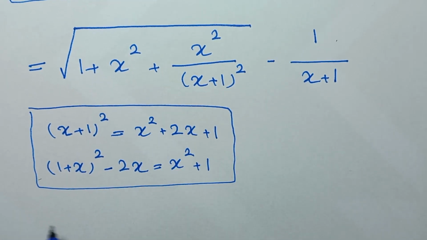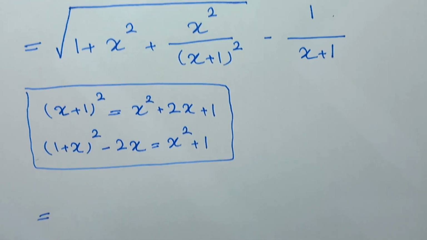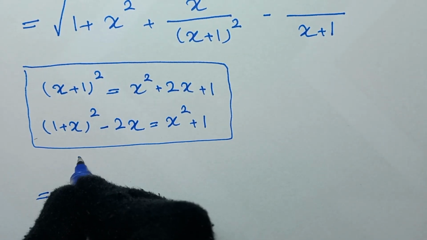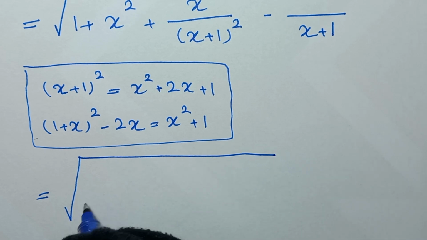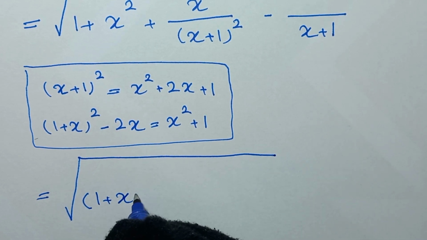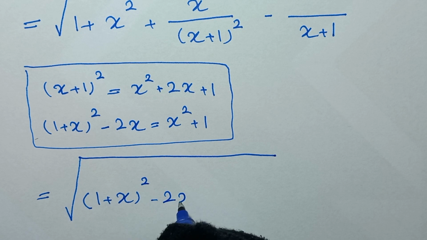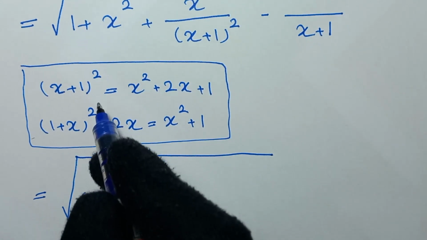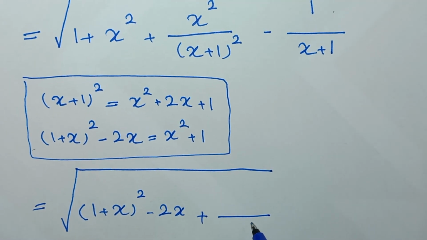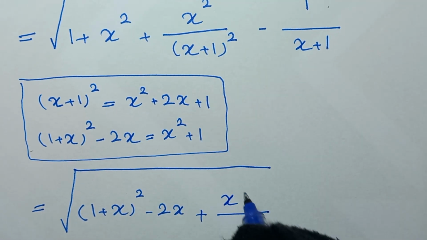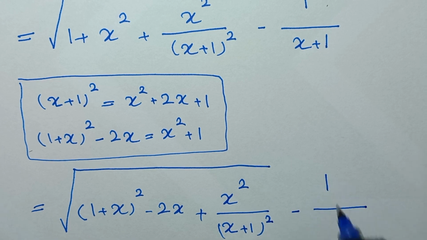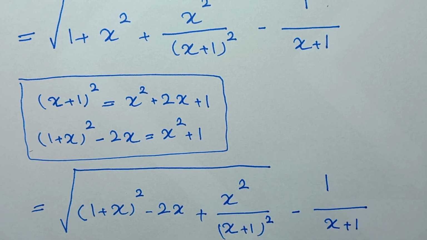So, this is equal to the square root of 1 plus x squared, we write this as the square root of (1 plus x) to the power of 2 minus 2x, right? We write this as x squared plus 1, and plus x squared over (x plus 1) to the power of 2, minus 1 over x plus 1.